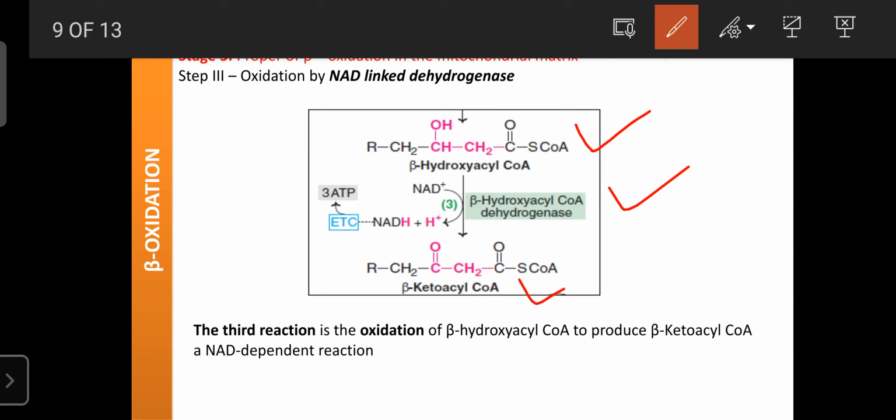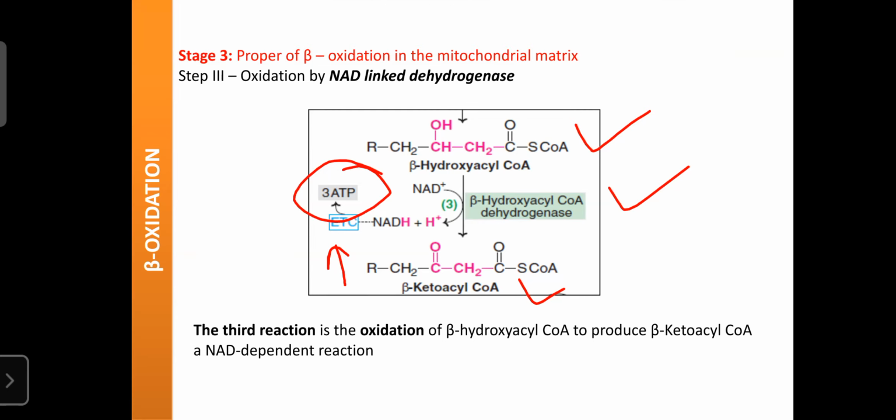So this is the third step, or third reaction, of the proper beta oxidation, and further, this NADH enters the electron transport chain and yields 3 ATP. So that's why step 3 of beta oxidation is also an energy-giving step, where the energy is produced in the form of NADH in the presence of the dehydrogenase enzyme.